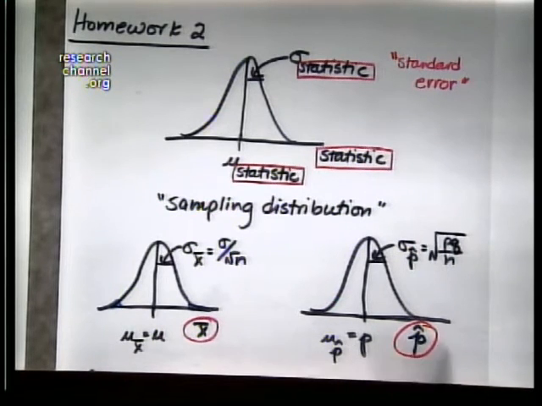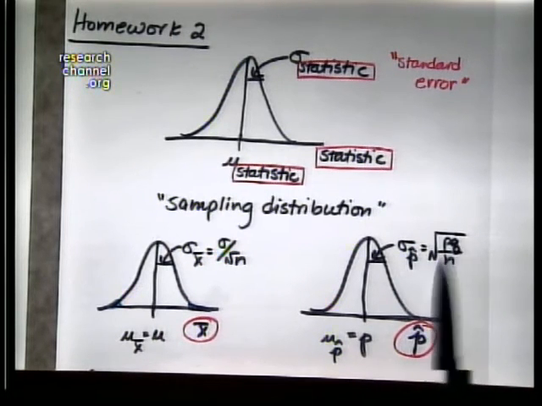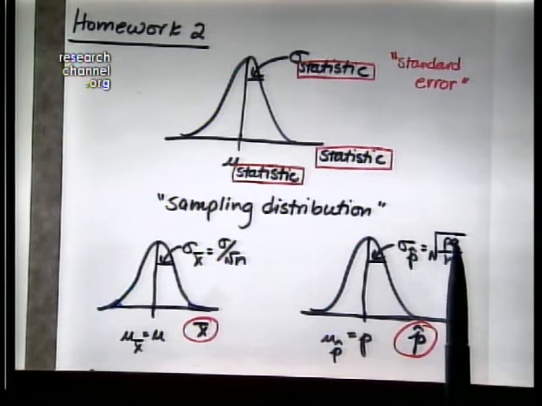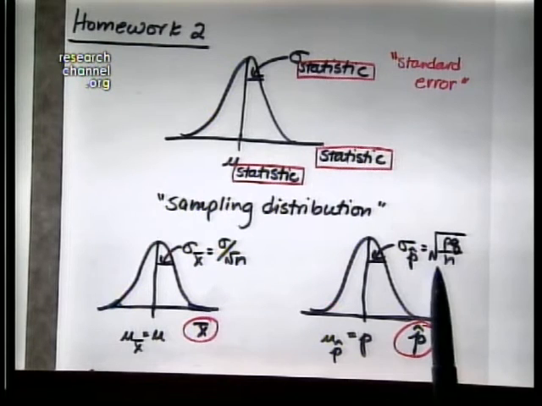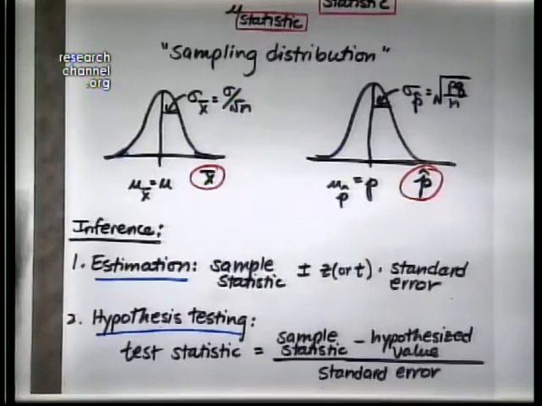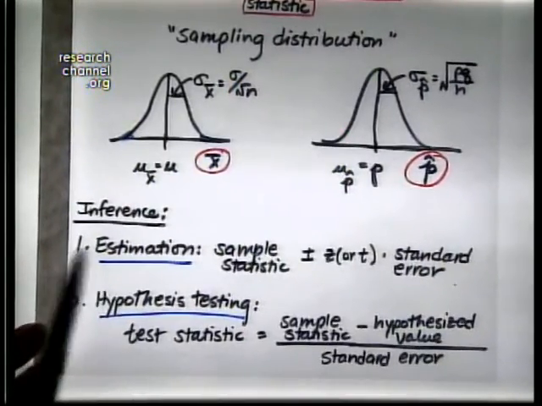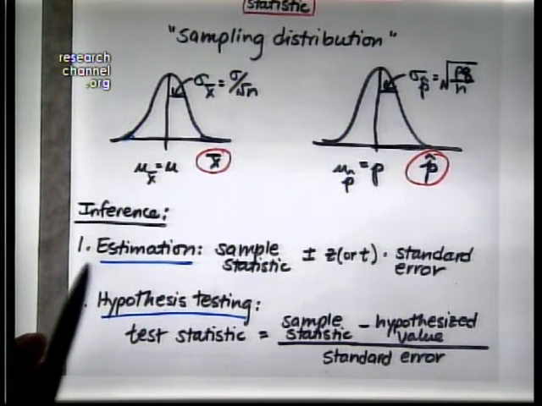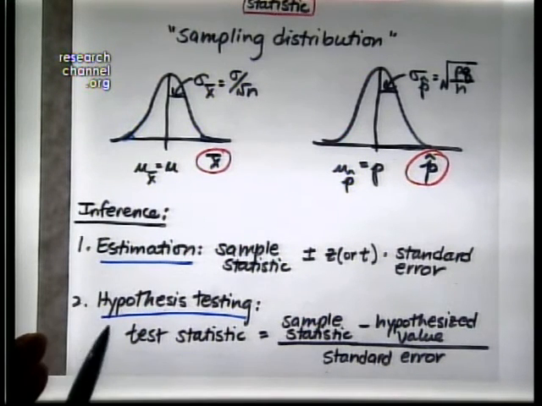And similarly, if we had a dichotomous outcome, the theoretical sampling distribution of all possible sample statistics has a mean that's equal to the true population proportion and a spread that's equal to the square root of the true population proportion p times 1 minus that, or q, divided by the sample size n. So the reason we spent some time on this is that these sampling distributions underlie the basis for statistical inference, both in terms of estimation as well as hypothesis testing.